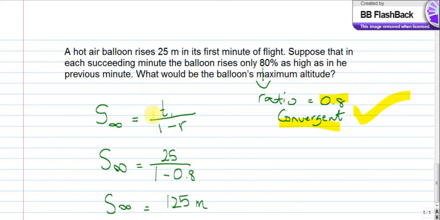Again, let's just fill in our formula. What is the first term? It goes 25 meters in the first minute, so that's 25. And we know that the ratio is 0.8, so 1 minus 0.8 is 0.2. 25 over 0.2 gives us a total height of 125 meters.